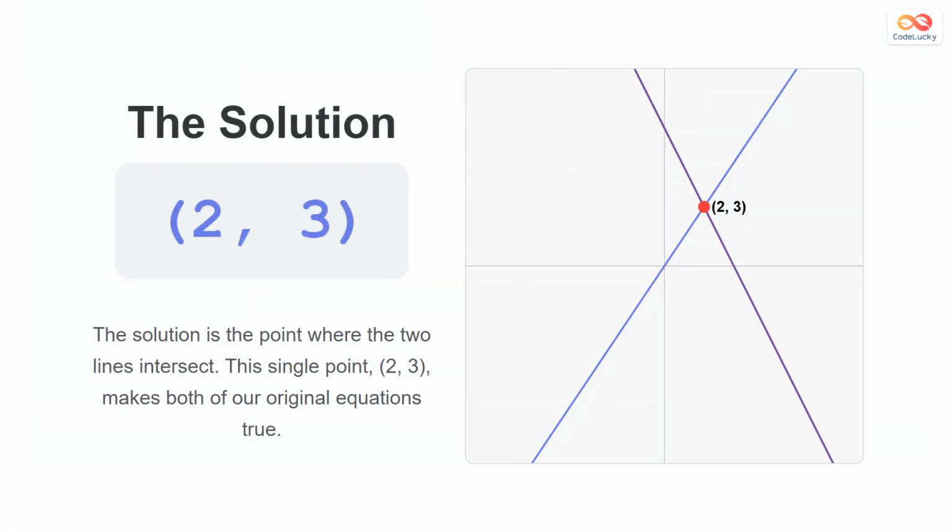So, we have found that x equals 2 and y equals 3. We write our solution as an ordered pair, (2, 3). This point represents the exact location where the graphs of the two original lines intersect. It is the single coordinate that satisfies both equations simultaneously.